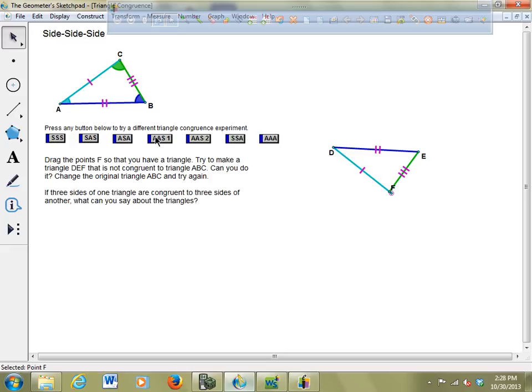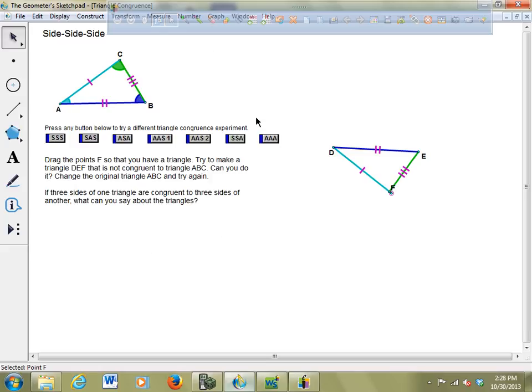Okay, so side, side, side is a way to prove that triangles are congruent. On your conjecture sheet that I gave you the other day, you see where those are? Side, side, side. Maybe we should wait so that you don't know the answers to all this. Okay, side, side, side. Well, we can try.